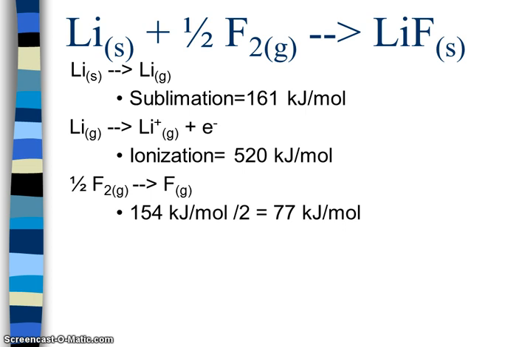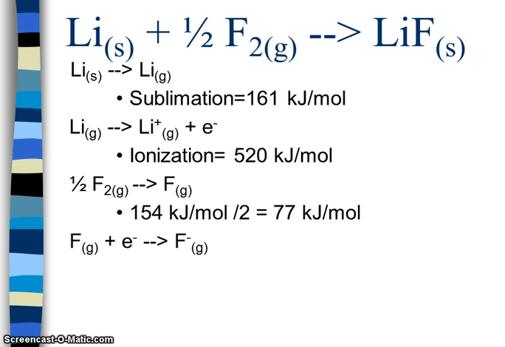But we don't have a mole, we only have half a mole of diatomic fluorine. So we're going to have to take that 154 and divide it by 2. And that'll leave us with 77 kilojoules per mole required to take that diatomic molecule down into atoms. Now we have to take those atoms of gaseous fluorine and convert them to ions. So we've got gaseous fluorine atoms taking in an electron to form gaseous fluoride ions. And now we're dealing with electron affinity.